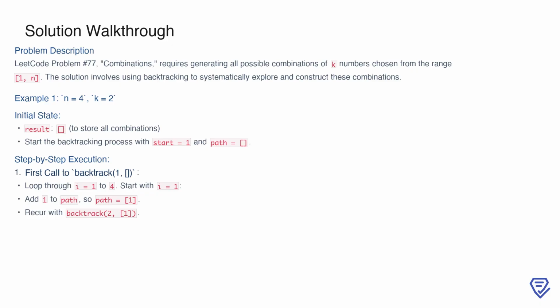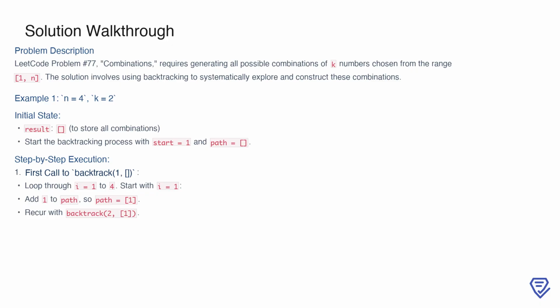In the problem combinations, we are tasked with generating all possible combinations of k numbers chosen from the range 1 to n. This is a classic backtracking problem where we systematically explore all potential combinations while adhering to certain constraints. For example, if n equals 4 and k equals 2, we need to generate all two-number combinations from the range 1, 2, 3, 4. To solve this, we use a recursive backtracking function.